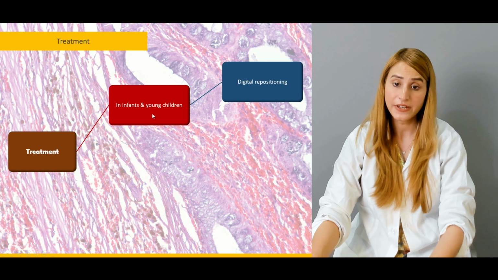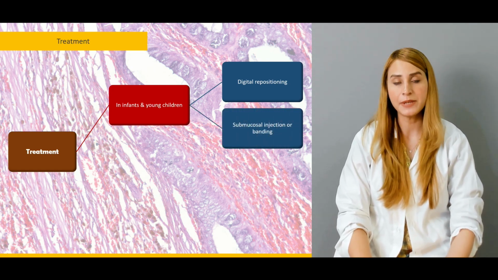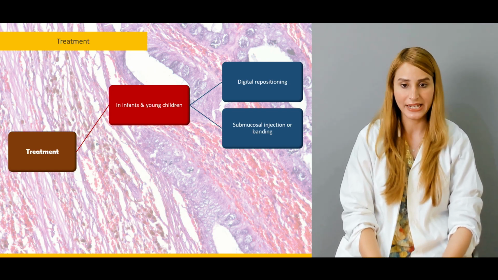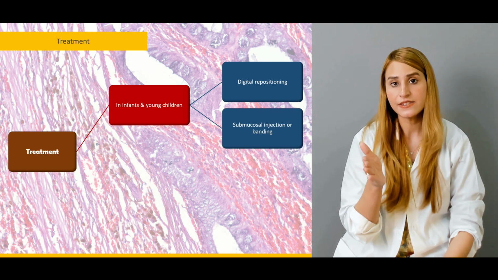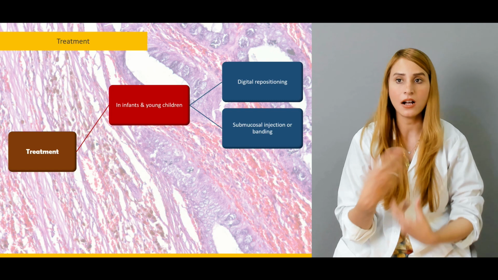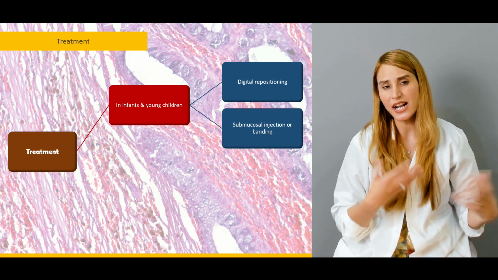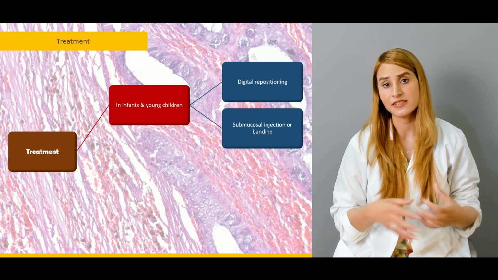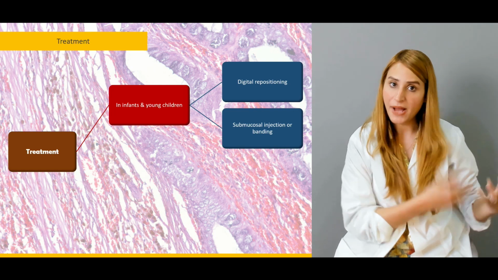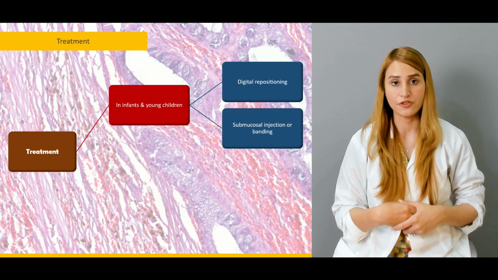Like in case of infants and young children, we go for digital repositioning, or we go for submucosal injection or banding. Like in infants and young children, what do you mean by digital repositioning? That means you're only trying to push, because there's no actual pathology in infants. It's only the downward protrusion of the rectum. So you push the rectum back to its original position with your fingers, which is called digital repositioning.